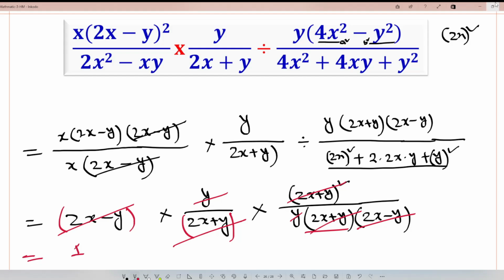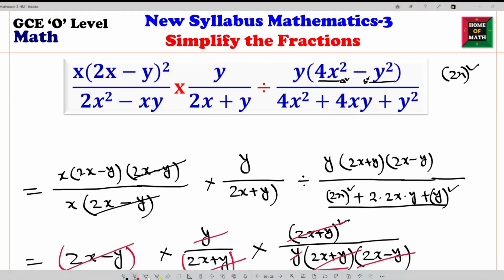Okay, hope you understand this one. It's not tough math, but it's very interesting math. We have to keep concentration about plus, minus and division signs.